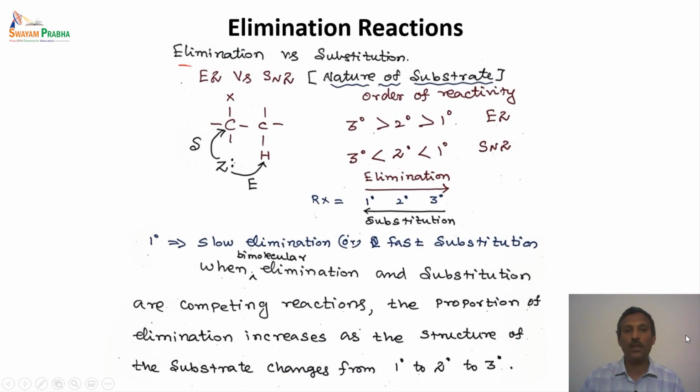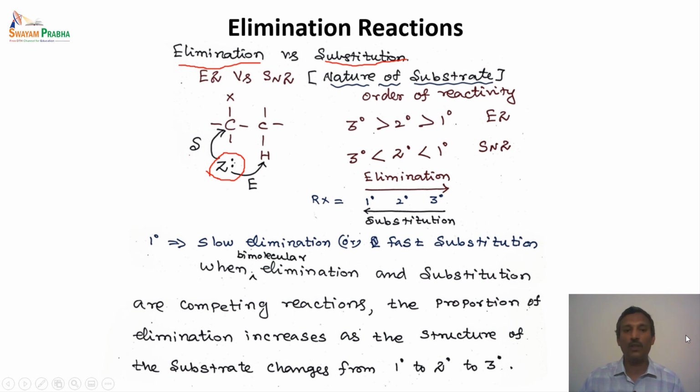And when we compare elimination with substitution, we have two things. Z can be called either a nucleophile or a base, because both are negatively charged or neutral species that are electron rich. We had already seen the comparison between nucleophile and base. They both do more or less a similar job. The base generally abstracts a proton, whereas the nucleophile adds to the carbon of the substrate. So this is the major difference between base and nucleophile.